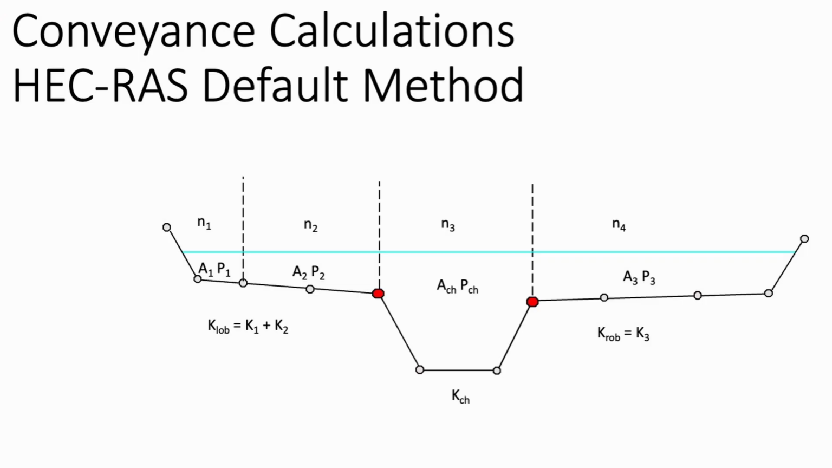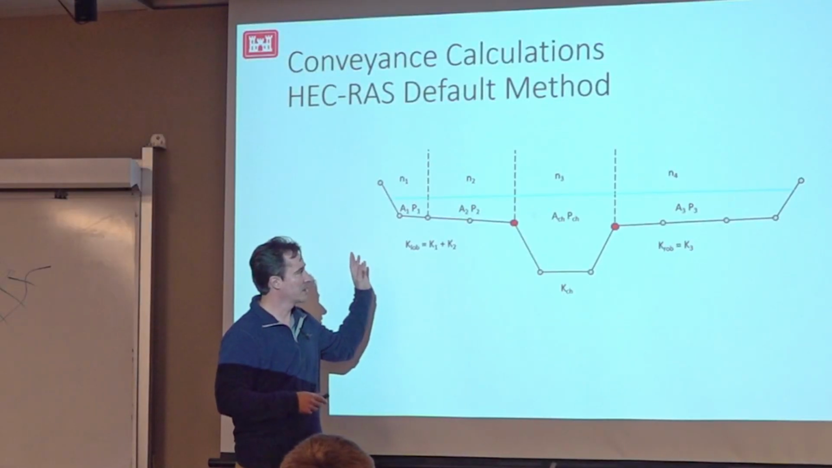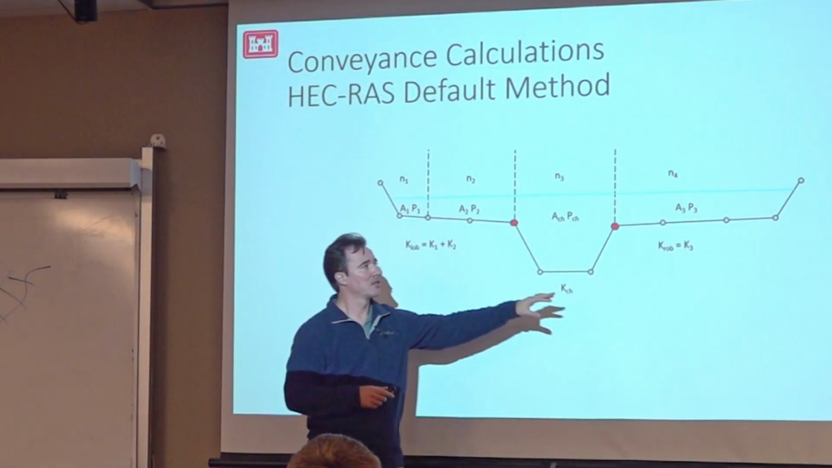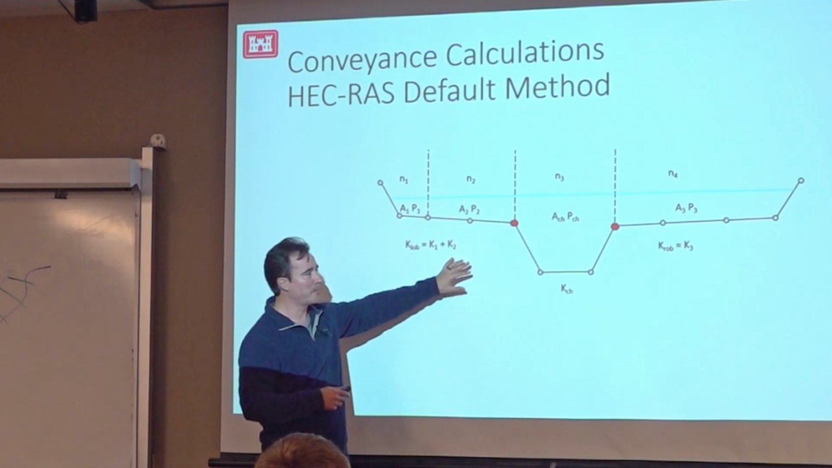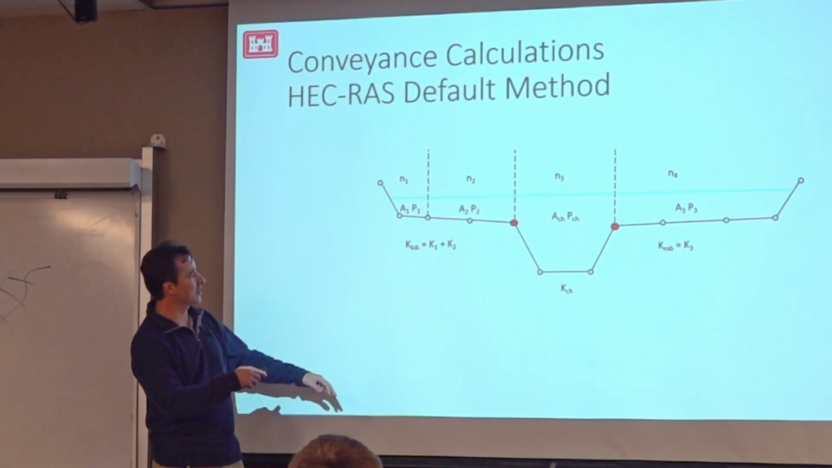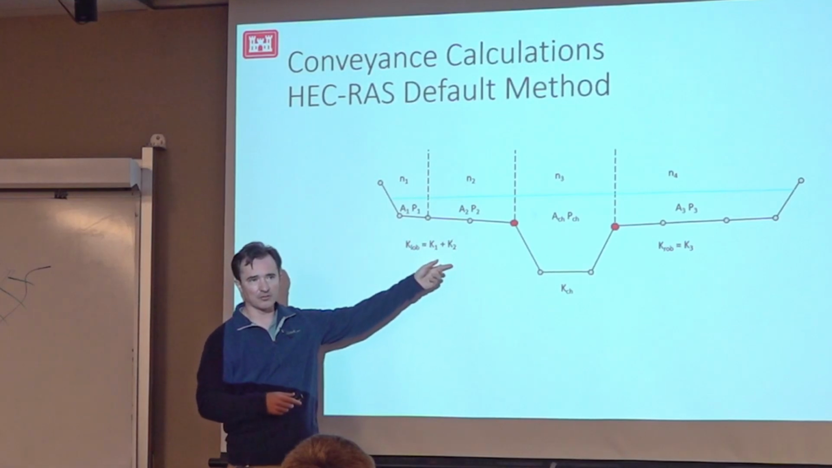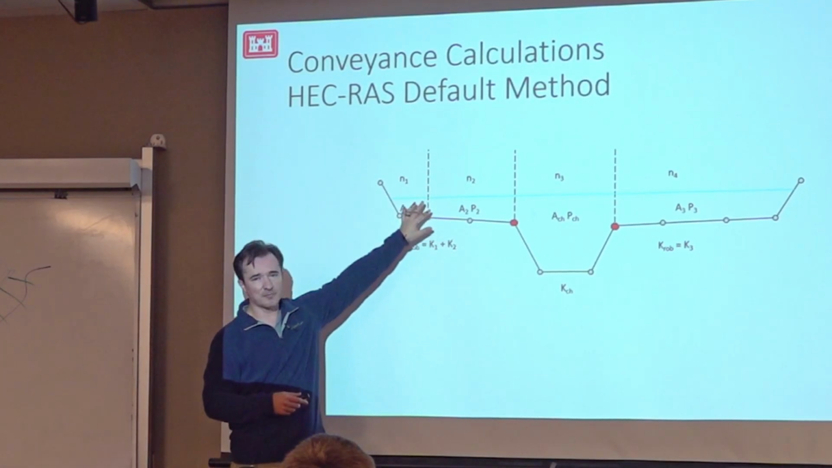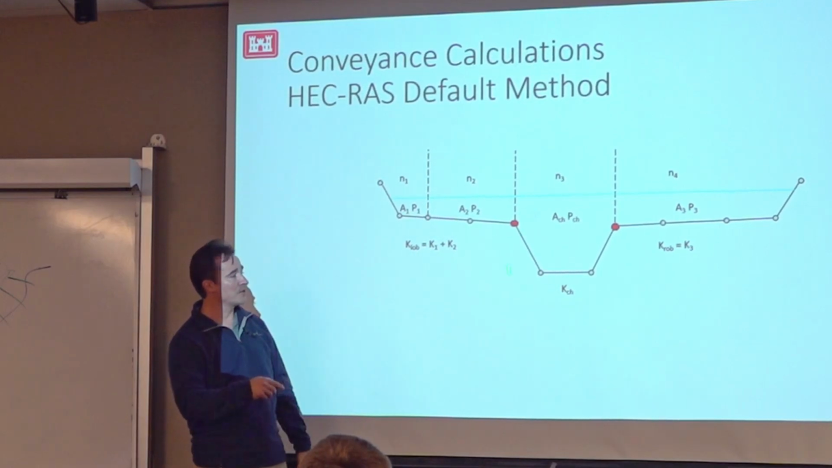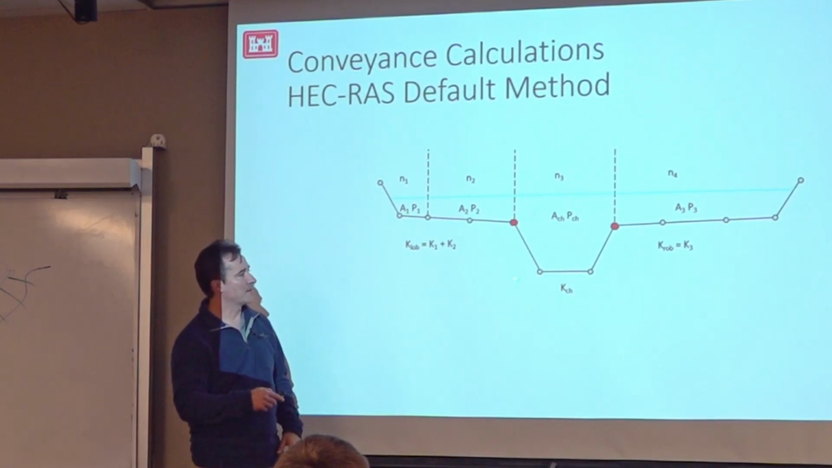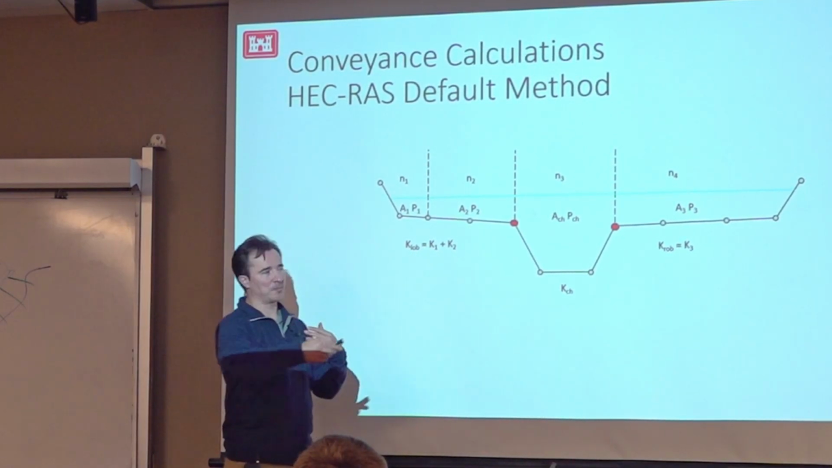So for a cross-section, how does RAS compute the total conveyance? How does it subdivide that cross-section? The default way is to have a left overbank, a channel, and a right overbank. Each one of those segments can be subdivided into smaller components, and that's what is shown here, right? This left overbank is actually subdivided into two conveyance components, and those two get added into a left overbank. The channel is one segment, and the right overbank is one, but it could be split into multiple.